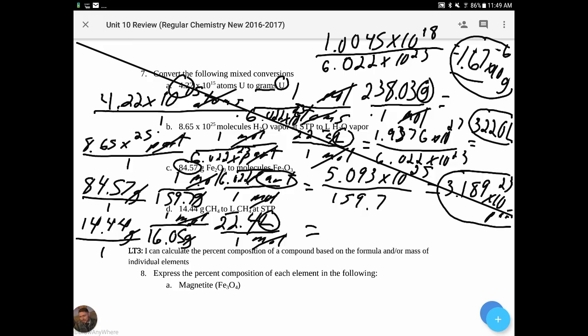So now we do our math. 14.44 times 22.4. We get 323.456 divided by 16.05, and we get a final answer of 20.15 liters. And that is our mixed mole practice.